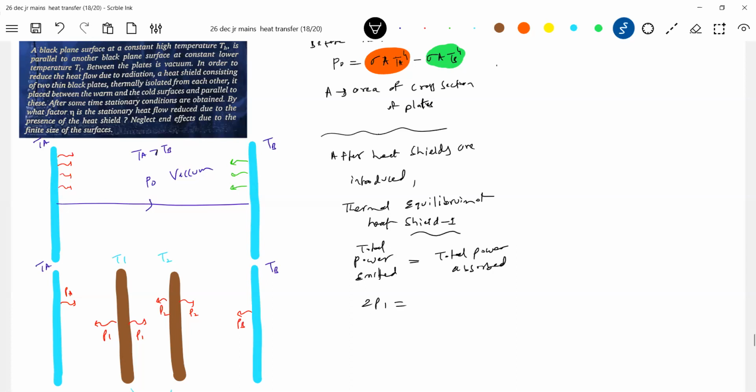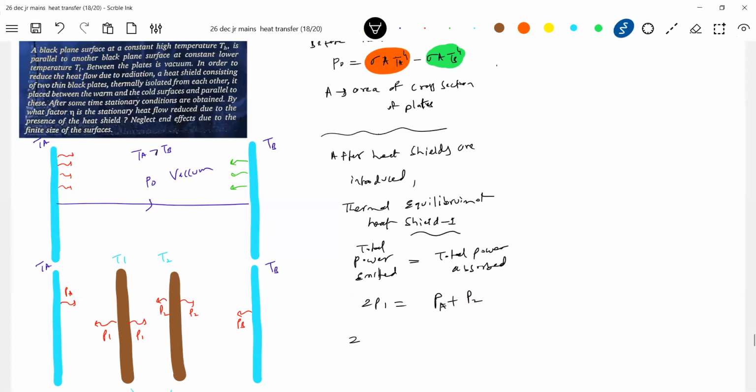And all the power emitted by sheet 2 and sheet A will be absorbed. Total power absorbed. So how much is it? The power emitted by sheet A and the power emitted by sheet 2. I think no need to write further explanation. Directly I'm writing the equation. So what is PA? Why are you writing power absorbed? All the power emitted by sheet A will be incident on sheet 1. All the power emitted by sheet 2 will be incident on sheet 1.